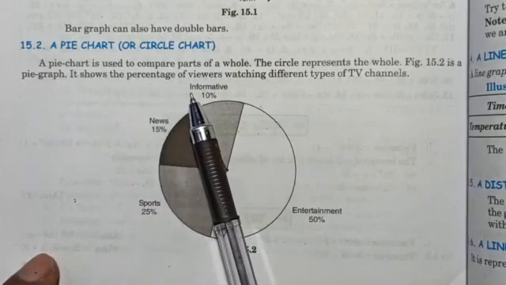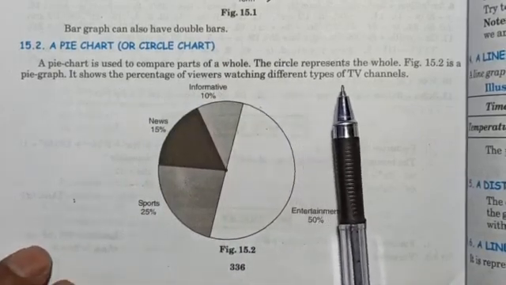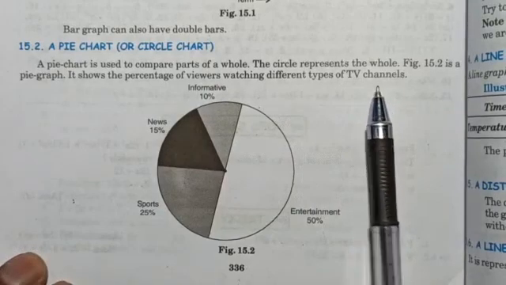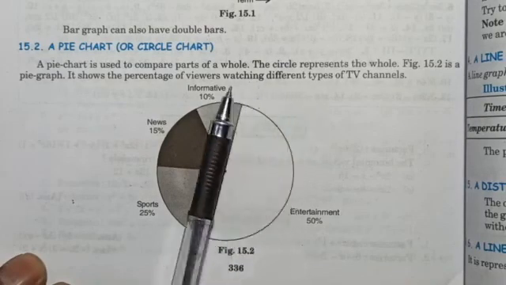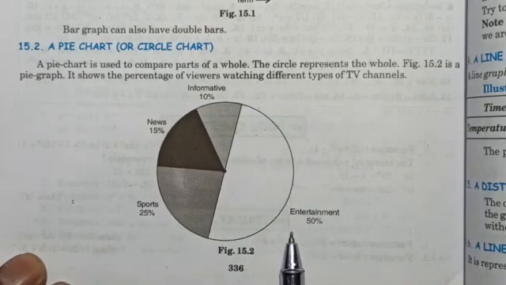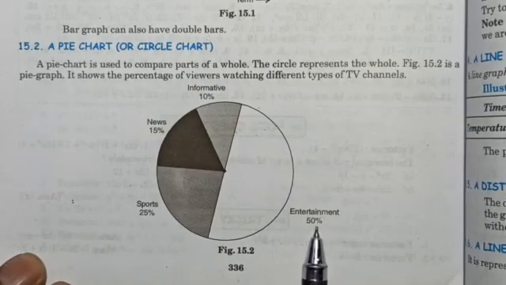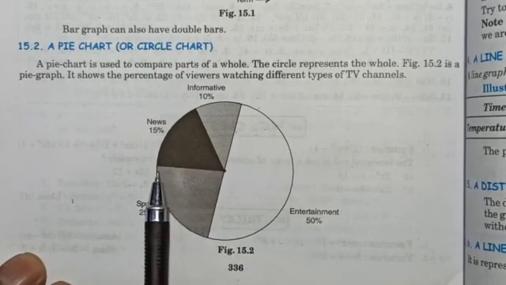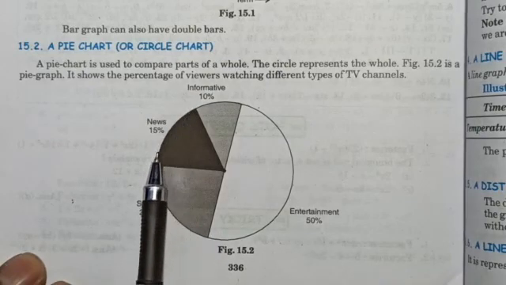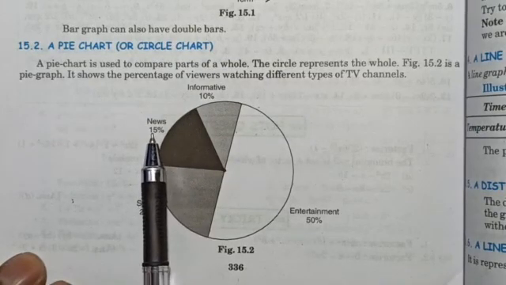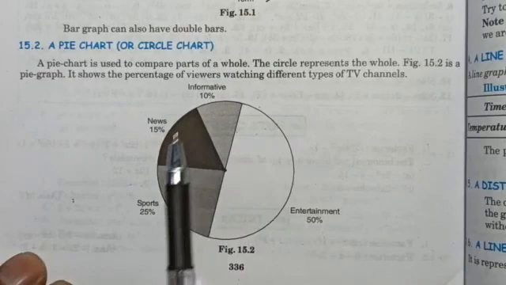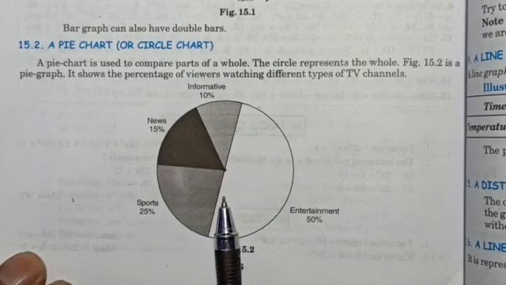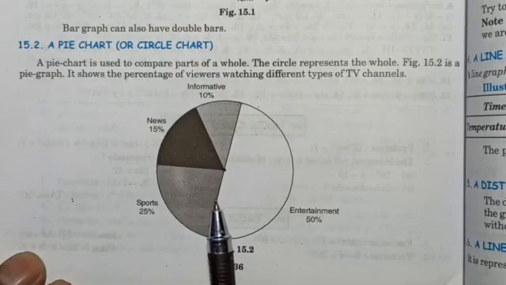It shows the percentage of viewers watching different types of TV channel. So this is entertainment 50%. So this half of the circle represents entertainment, that is 50%, and sports 25%. This represents sports, and this dark color represents news, that is 15%, and this is informative 10%. And this is an example of circle chart or pie chart.